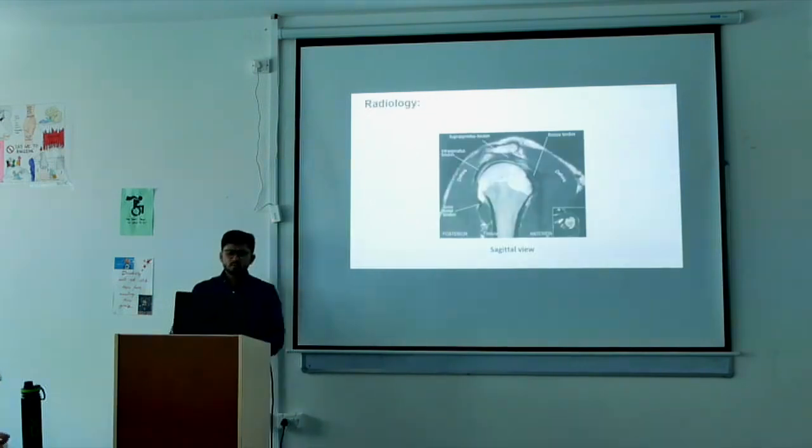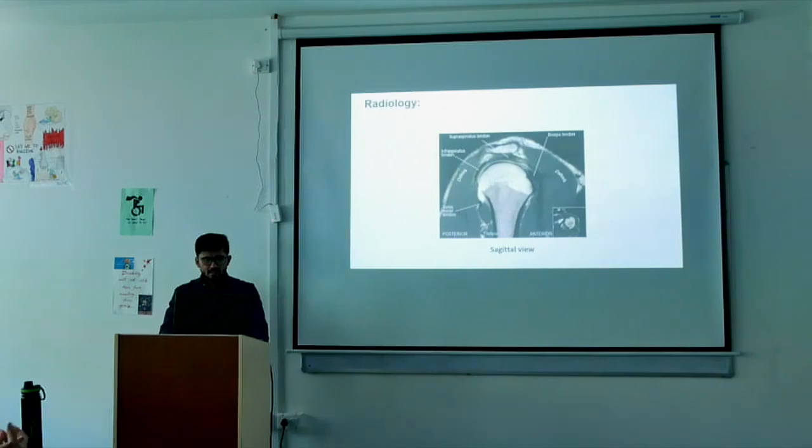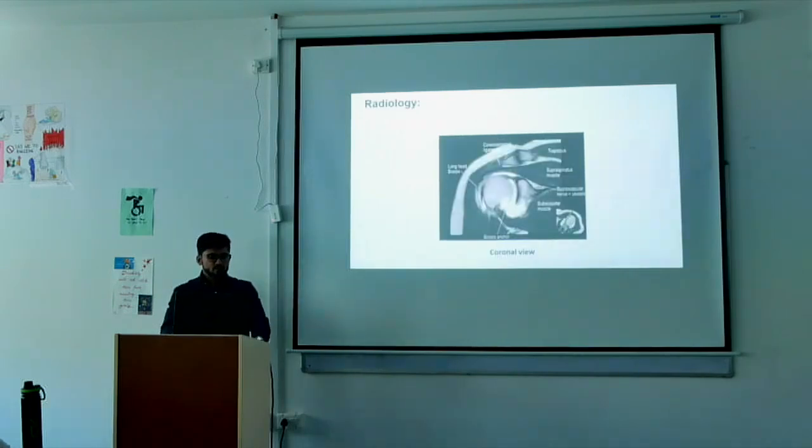A brief overview about the radiology, just the anatomy part. In this, we can see the deltoid muscle, the supraspinatus muscle as marked in the diagram, the infraspinatus muscle, the teres minor, and the biceps tendon. A coronal view is also important, as we can see the retraction of the rotator cuff, majorly the supraspinatus muscle.